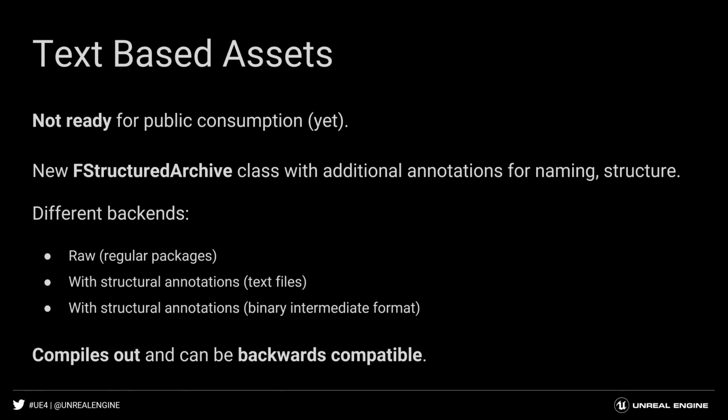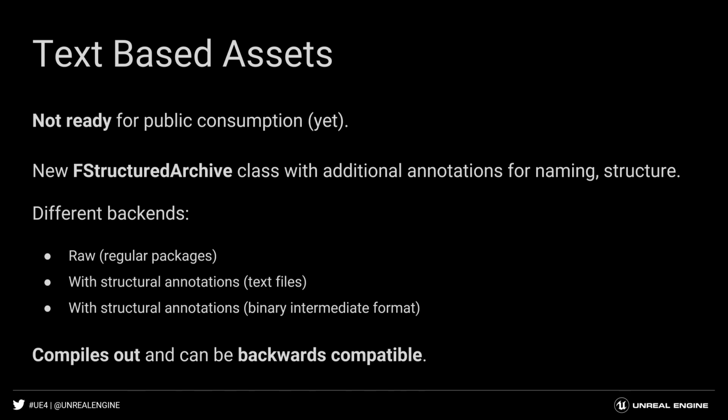And this class has 3 different backends. The first backend is the raw backend, which doesn't do anything with the extra data and just continues serialization as before. So this is the backwards compatible loading and saving path that lets us load existing content. The second backend we have is with structural annotations and exporting the data as text. And this is a text format of the assets. So it'll be names of the properties, the array indices, and some text representation of the data for each asset type.